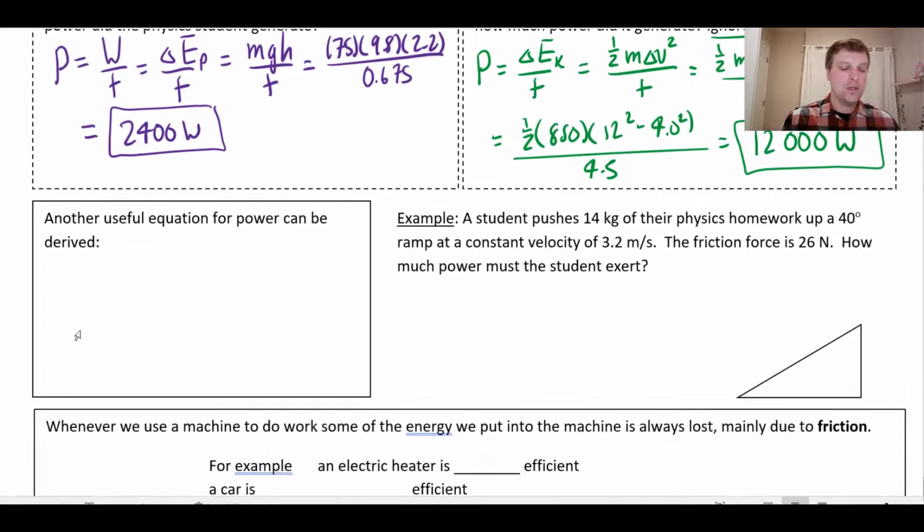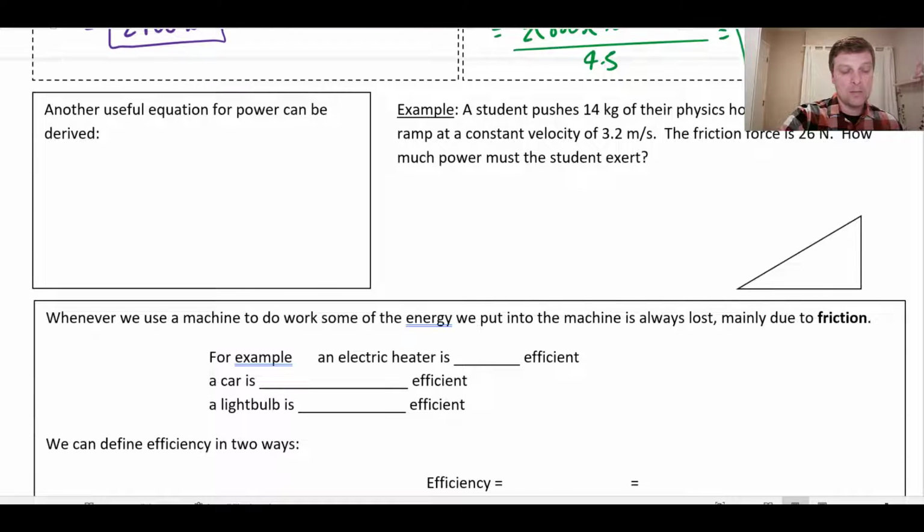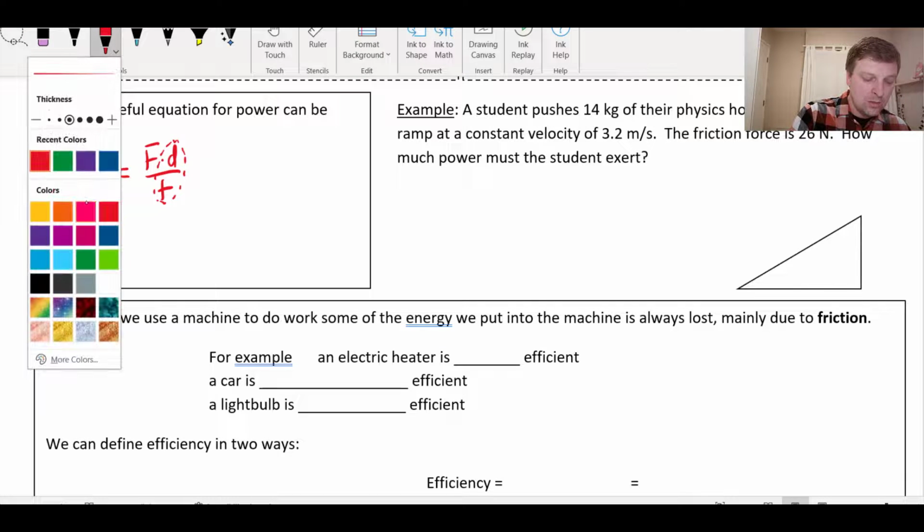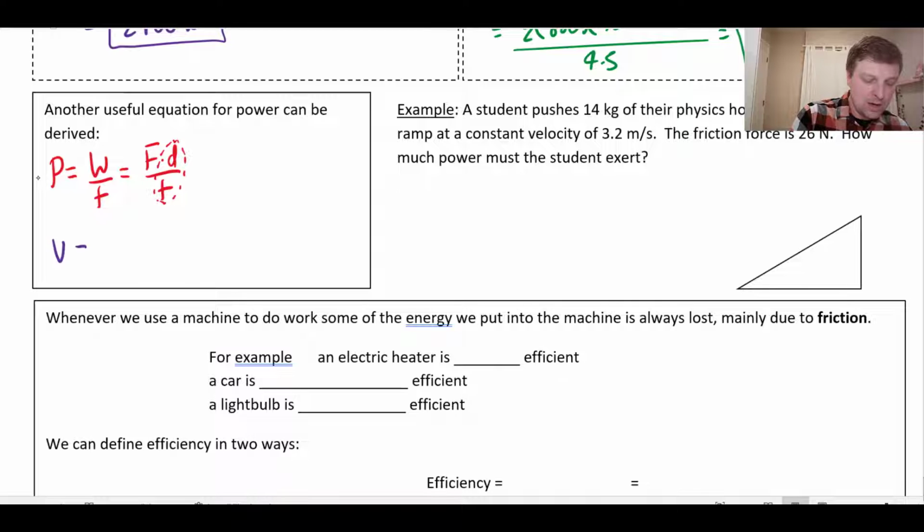Another useful equation that we might use when it comes to power is if we have an object that's moving at a constant velocity, we could say that power is equal to work over time. Now you remember that work is also defined as force times displacement. So force times displacement over time. And this thing right here, d over t, should be familiar to you because I'm sure you remember that we define velocity as displacement over time.